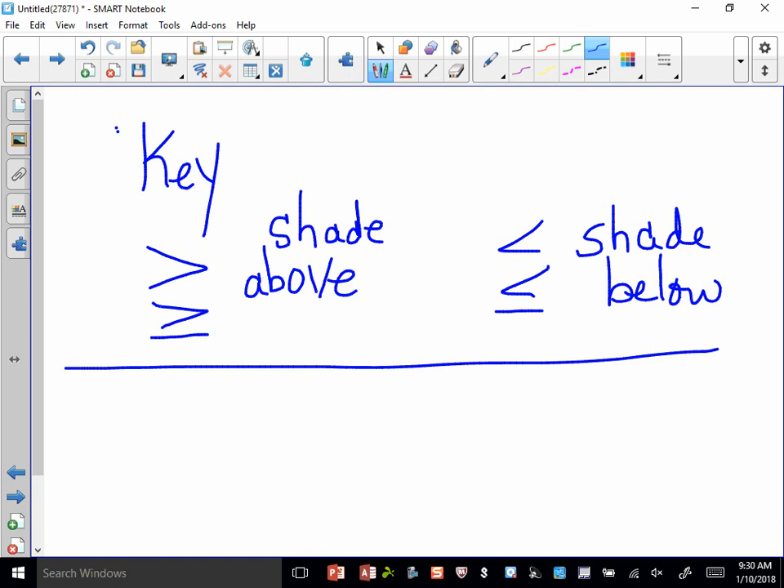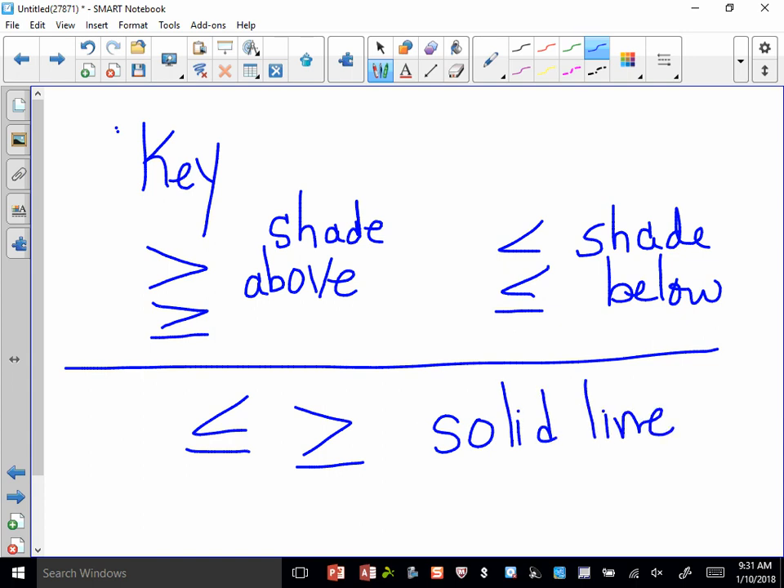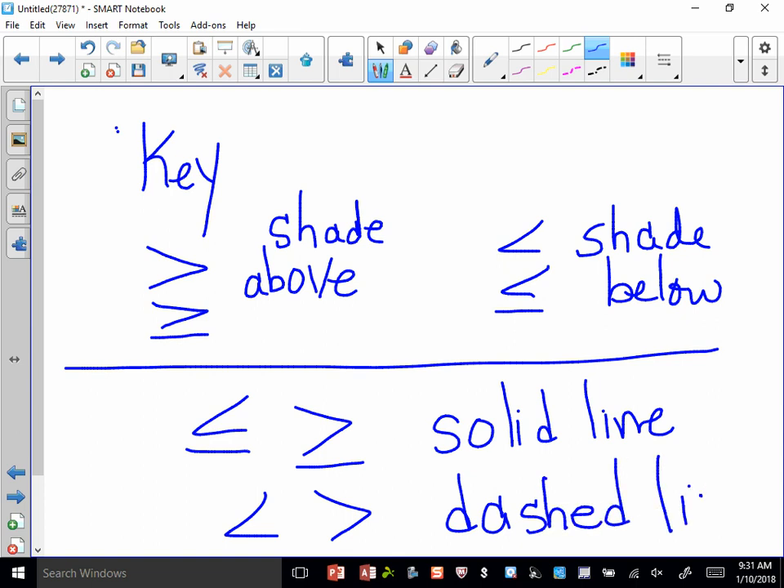If it's less equal or greater equal, the key word is going to be equal in this case, it's a solid line. Remember when we were dealing with the number line, we used an open or closed circle. So a solid line would be like a closed circle. If it's just a greater than or less than symbol, then we're going to be using a dashed line. So that part you'll have to know, how to shade the line, and whether it is a dashed or solid line.